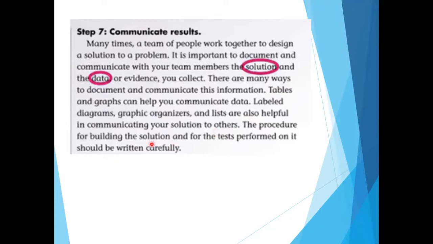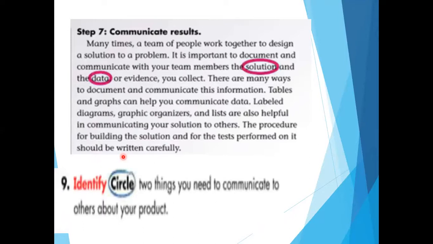The procedure for building the solution and for the tests performed on it should be written carefully. So question number 9, identify. Circle 2 things you need to communicate to others about your product. So it's solution and data, the 2 things you need to communicate to others.